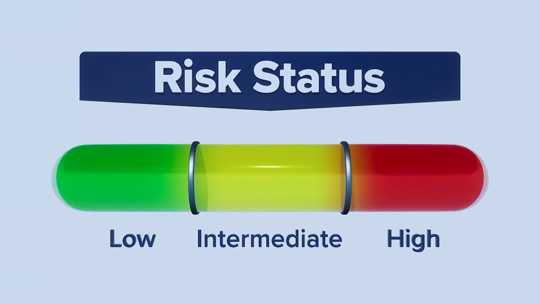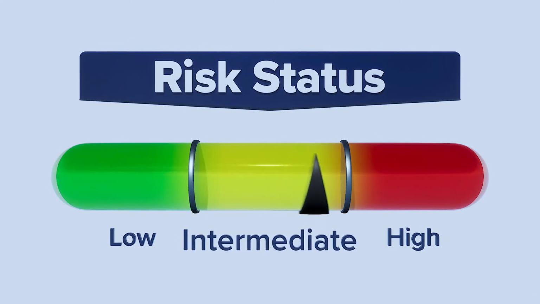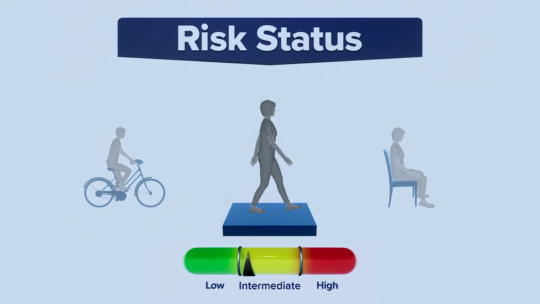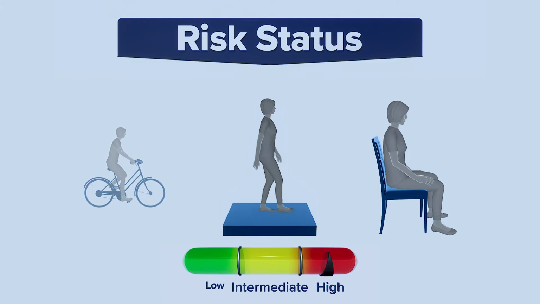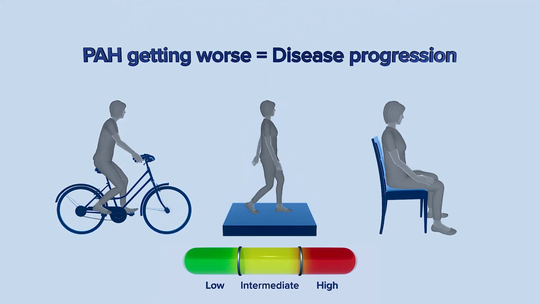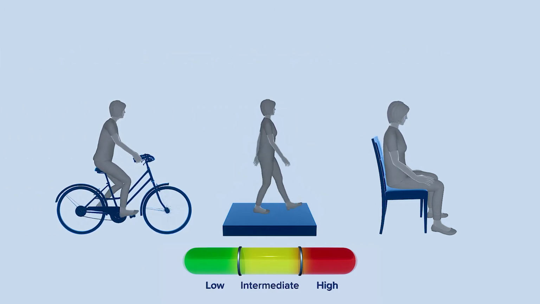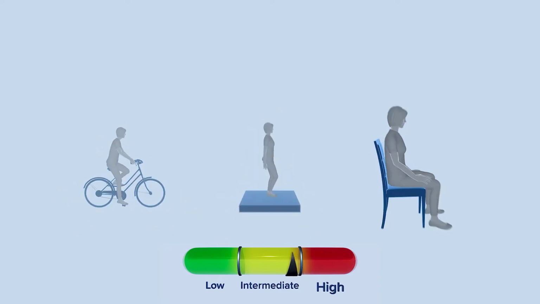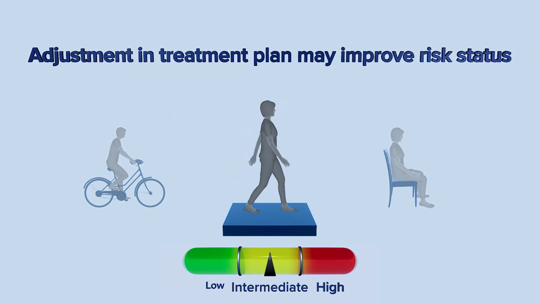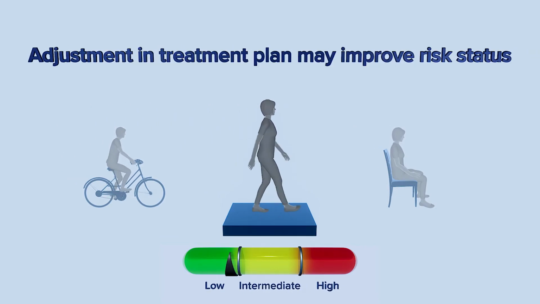Risk status is either low risk, intermediate risk, or high risk. Low risk means that there's a low chance of your PAH getting worse. If your level is intermediate or high risk, there's a higher chance that your disease will get worse. When PAH disease gets worse, it's referred to as disease progression. If your status is high or intermediate risk, your doctor may want to consider changes in your care by adjusting your treatment plan to help improve your risk status and lower the chance of your disease getting worse.